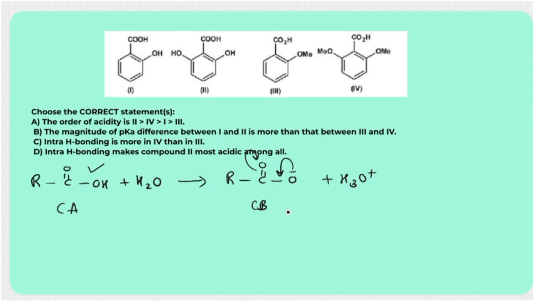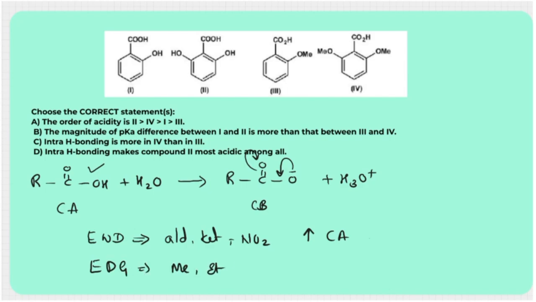Now, what are the different factors which will influence the carboxylic acid's acidic strength? The first factor is the presence of different groups, like electron withdrawing groups. Electron withdrawing groups like aldehyde, ketone, nitro, cyano, all these groups will increase the acidic strength of the carboxylic acids, whereas electron donating groups like alkyl groups such as methyl, ethyl, etc. will decrease the acidic strength of the carboxylic acid. This is common for all the carboxylic acids.